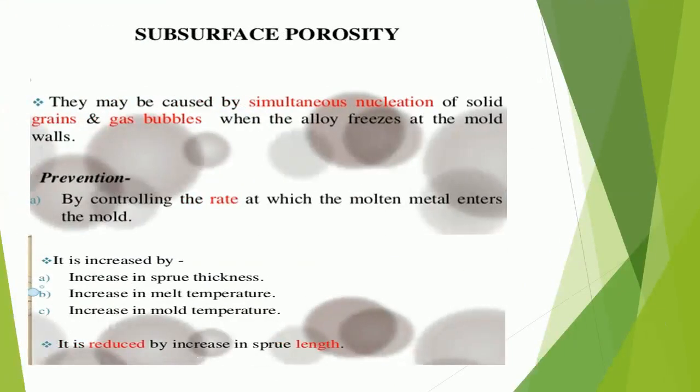Another type of porosity is known as subsurface porosity. This is caused by simultaneous nucleation of solid grains and gas bubbles when the alloy freezes at the mold walls. Prevention can be done by controlling the rate at which the molten metal enters the mold. It is increased by increase in the screw thickness, increase in the melt temperature, and increase in the mold temperature. And it can be reduced by increase in the screw length. So that is one way that it can be prevented.